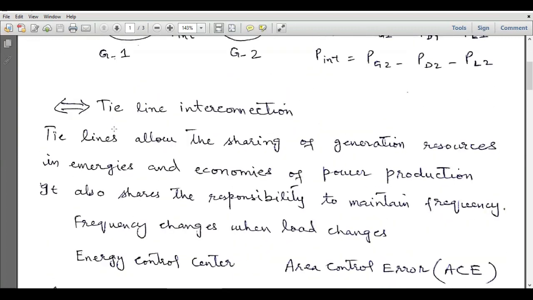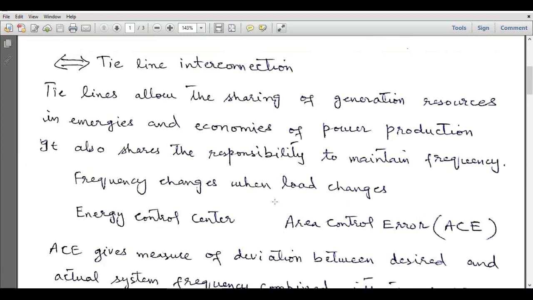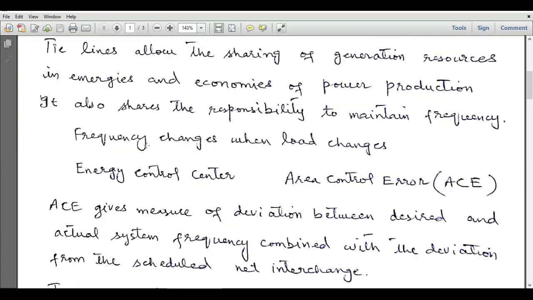Tie lines allow the sharing of generation resources in emergencies and economies of power production. It also shares the responsibility to maintain frequency. Frequency changes when the load changes, and when we have a frequency deviation with respect to the load, then we will have two aspects, right?